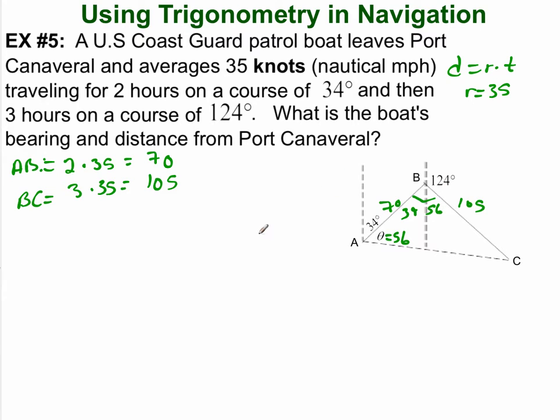We know ABC is a right triangle, and 34 is an alternate interior angle. AC is the hypotenuse of ABC. So let's find the hypotenuse. Let's find AC. AC is the square root of 70 squared plus 105 squared, or 126.2 nautical miles.